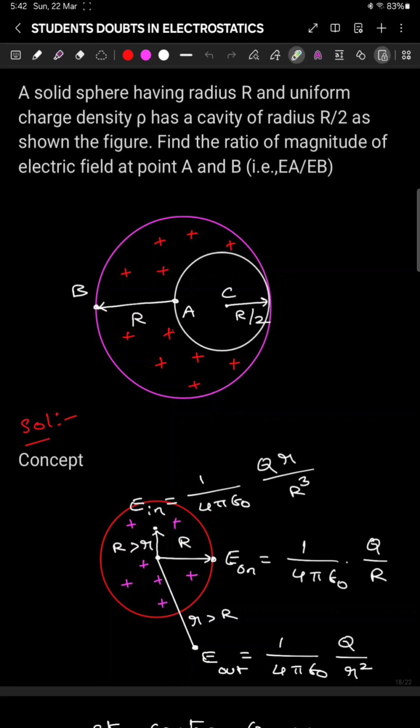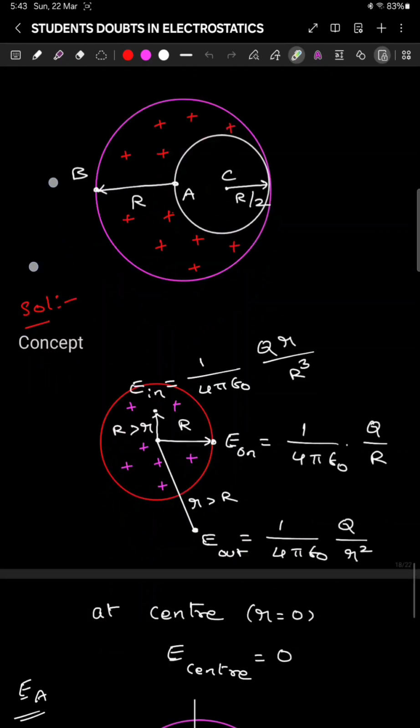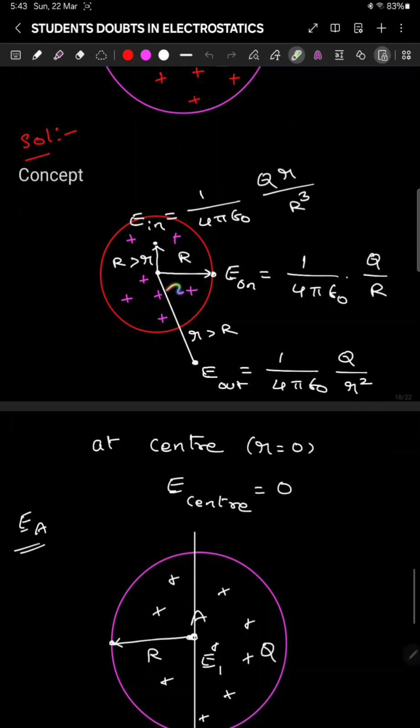To solve this type of problems, you should know the basic concept. For a sphere, outside electric field formula will be like this: 1 by 4 pi epsilon naught Q by distance square. On the surface, electric field formula is 1 by 4 pi epsilon naught Q by capital R. Inside point electric field formula is 1 by 4 pi epsilon naught Q small r by R cube, where small r is the distance from center. If you are asked to find electric field at the center of the sphere, then small r becomes 0, field becomes 0. Using this concept, we will solve this problem.